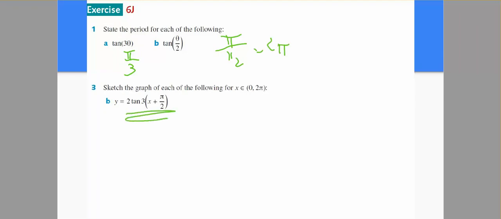If I was to draw this particular curve, I would be drawing it for this particular restricted domain, and I have some dilations occurring, and I have a translation, which is to the left, pi on 2. The period is going to be pi on 3. Therefore, I'm going to have 6 cycles when drawing it from 0 to 2 pi.